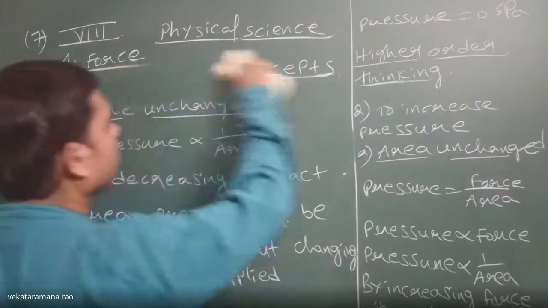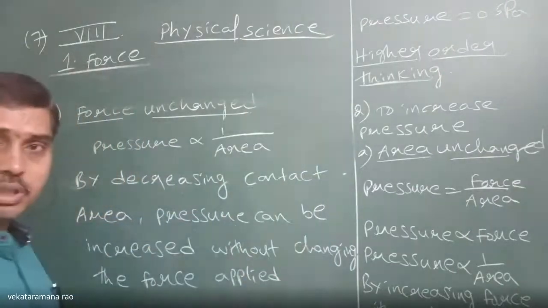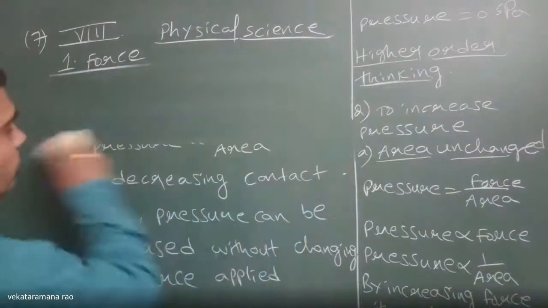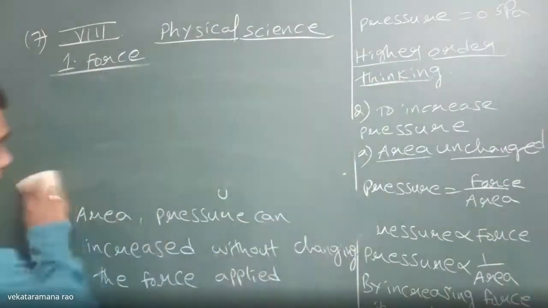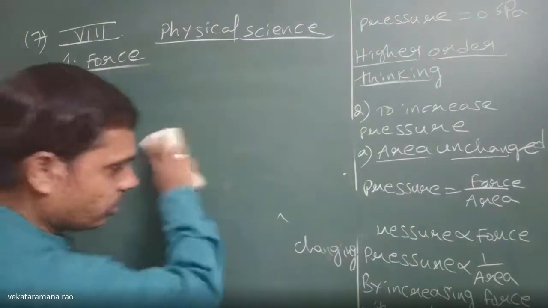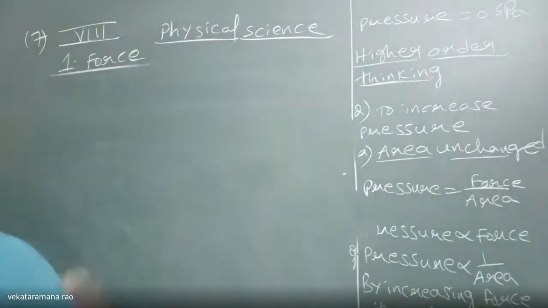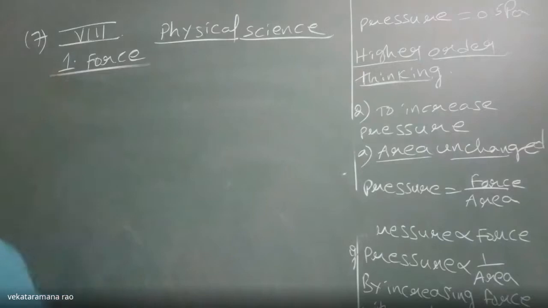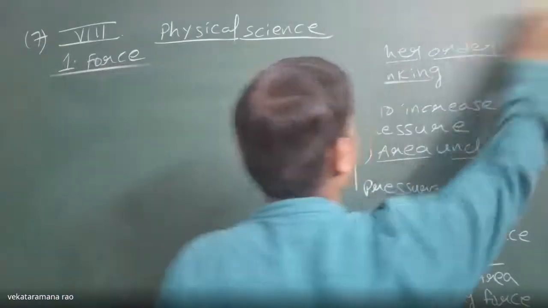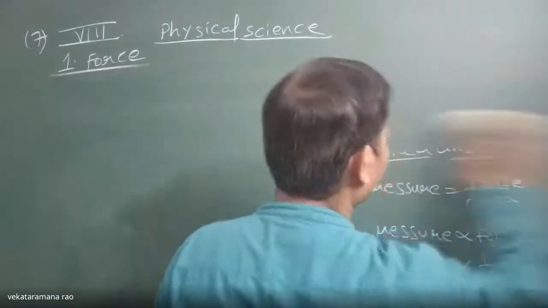Higher order thinking, third question. What is the third question? We know that frictional force. What is the use of frictional force? Frictional force is useful to stop or to restrict the motion of the object which is relatively in contact with a surface.